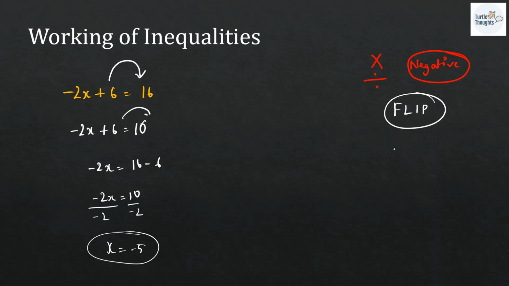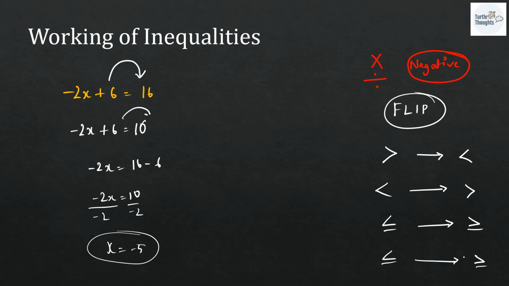What do I mean by that? If I have greater than, it will turn to less than. If I have less than, it will turn to greater than. Similarly, greater than or equal to will be turned to less than or equal to. Less than or equal to will be turned to greater than or equal to. Let me take up the same example and I will show you how that works.